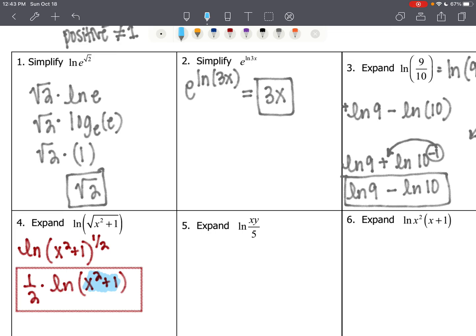Okay, let's expand the natural log of xy over 5. And you can try these. You can press pause and you can try them and see if you've got it. And then come back and check your answer. The natural log of xy over 5 is the natural log of x plus, because y is in the numerator, it's going to be a positive logarithm, the natural log of y, and then 5 is in the denominator, so that will be a negative logarithm, natural log of 5.